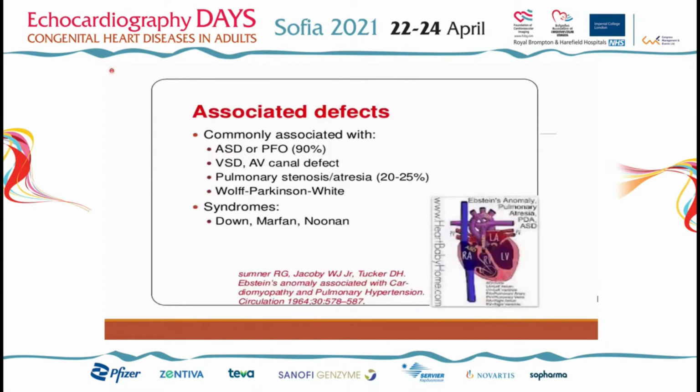We could find very associated defects like the common ASD or PFO around 19%, typically VSD or partial AV channel defect, pulmonary stenosis or pulmonary atresia. Also could find some atresia of the aortic valve or aortic stenosis, Wolff-Parkinson-White syndrome, combined with some other genetic diseases like Down, Marfan, or Noonan.